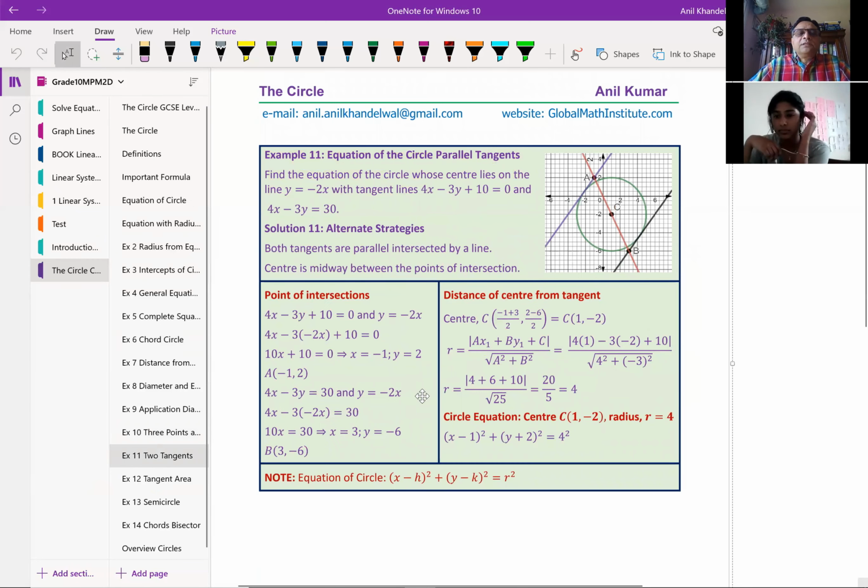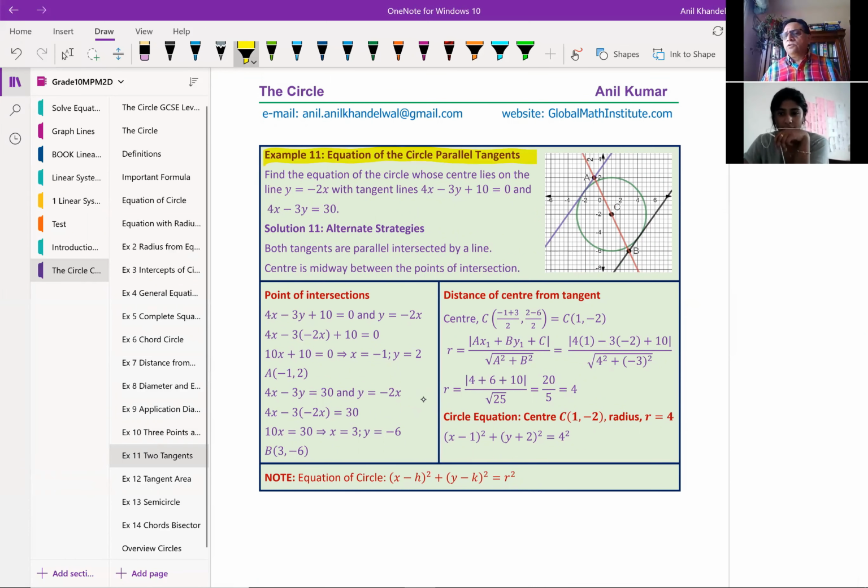A lot of examples for us. Example 11 here is the most difficult question actually. Equation of a circle with parallel tangents. So you could have parallel tangents on either side. I made a circle here which says: find the equation of the circle whose center lies on the line y equals -2x. So this is your line and the center lies on this particular line y = -2x. With tangent lines, we are given 2 lines. These 2 are tangents. You have to find the equation of this particular circle.